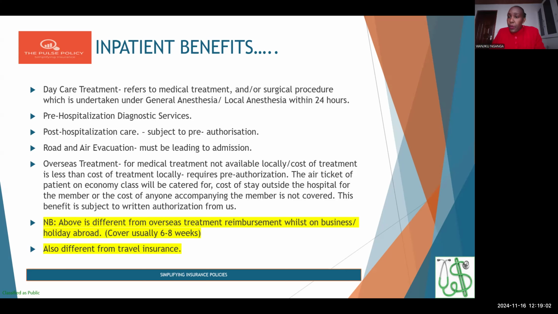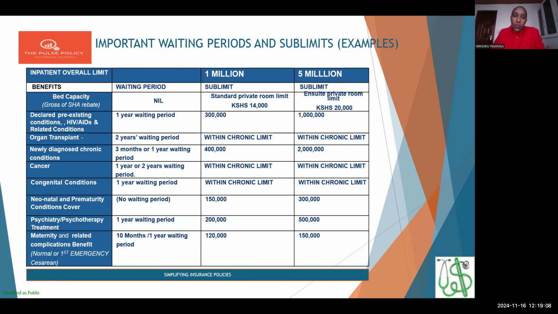So maybe at some point I'll bring the discussion on the travel insurance and what it covers and why you need to purchase travel insurance when you're traveling out of the country.